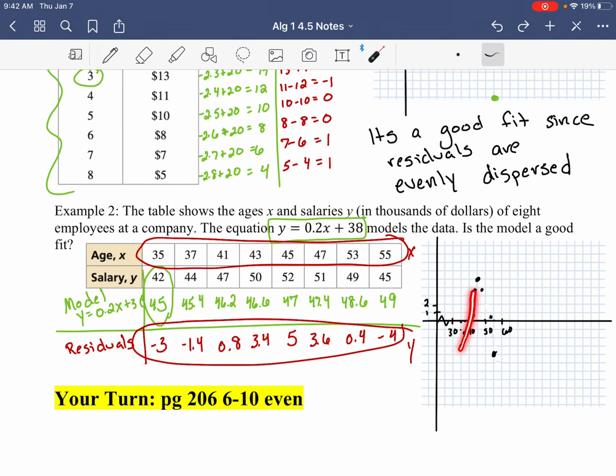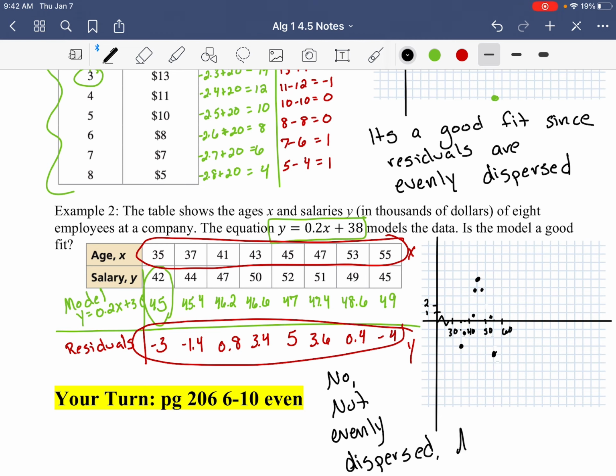It does make this kind of pattern. It goes up and back down. Since it makes this pattern and it's not evenly dispersed, if you notice, there's one way up here, but there are 2 that are way down here. And we've got 1, 2, 3, 4, 5 above and only 3 below. So this is not evenly dispersed. So is the model a good fit? No, not evenly dispersed. It actually makes a pattern.